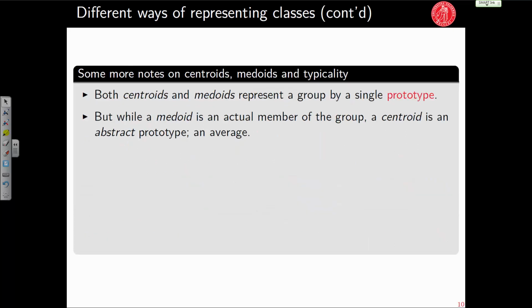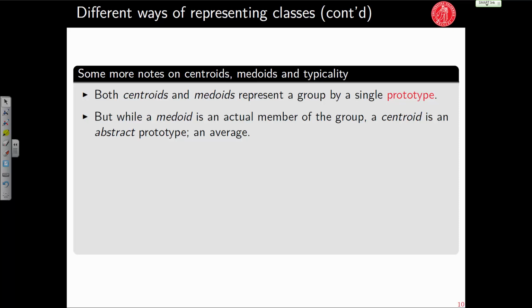Both centroids and medoids are trying to represent the group of objects by a single prototype, a prototypical vector that represents the class. But in medoid, we are looking for an actual member of the group, an actual document that is part of the group which has the maximum average similarity to all other members. Whereas in centroids, it's an abstract instance that is computed by averaging all the vectors in the class. Is the distinction clear?